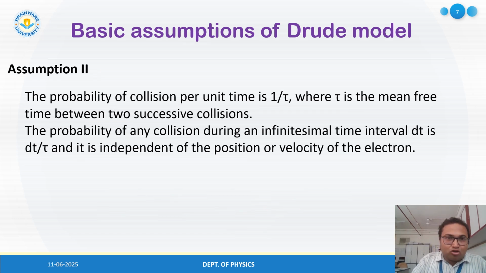Now, assumption 2. What is assumption 2? Assumption 2 is that the probability of collision per unit time, that is 1 over tau, where tau is the mean free time, is independent of position or velocity of the electron. That means they assume that whether the electrons are moving with a high speed or low speed doesn't matter. The probability or chances of collision remains the same. This is also against our general understanding.